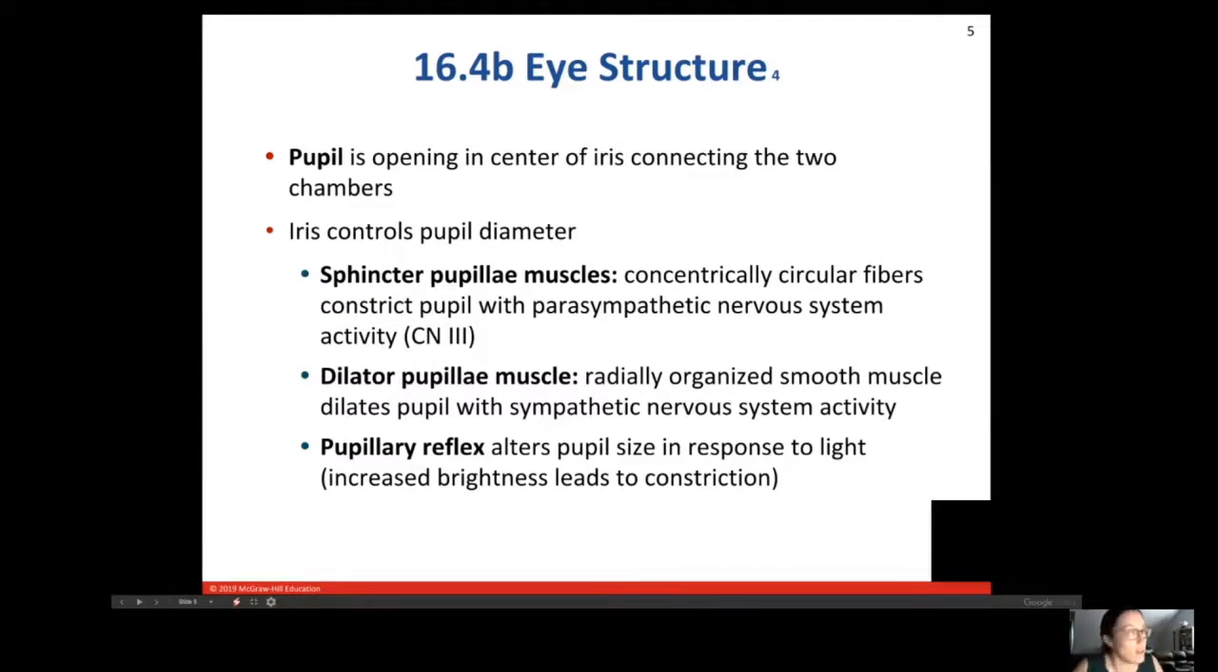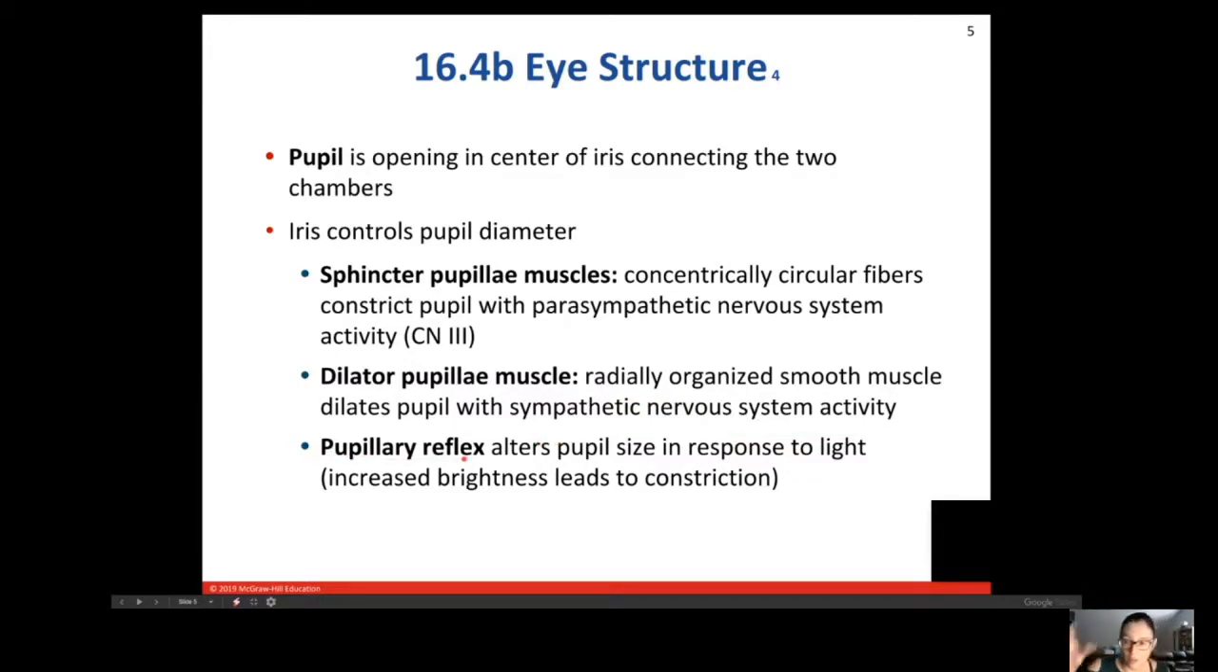We talked about the pupil already, and how the iris is going to control the pupil diameter. So the sphincter pupillae muscles are going to be parasympathetically innervated. They're going to constrict with parasympathetic activity from cranial nerve 3. Whereas the dilator pupillae muscles are the muscles that dilate and open up the pupil, and they are going to dilate with sympathetic nervous system activity.